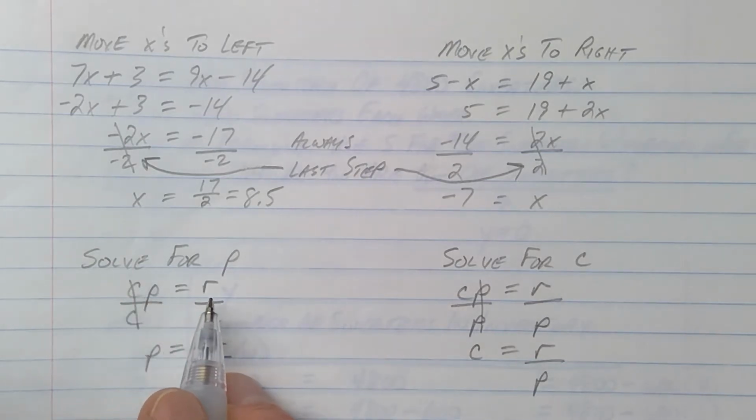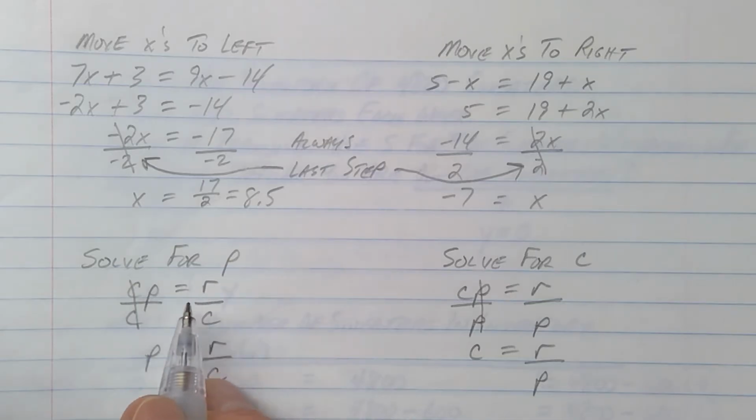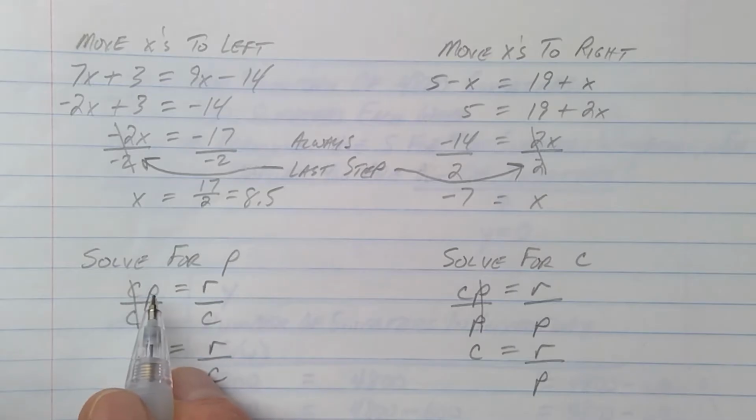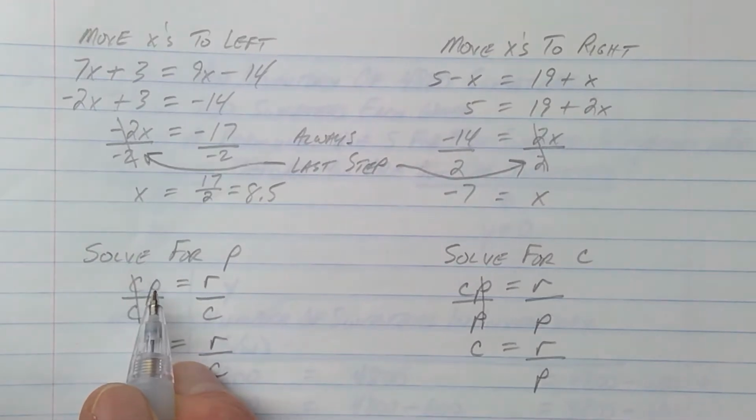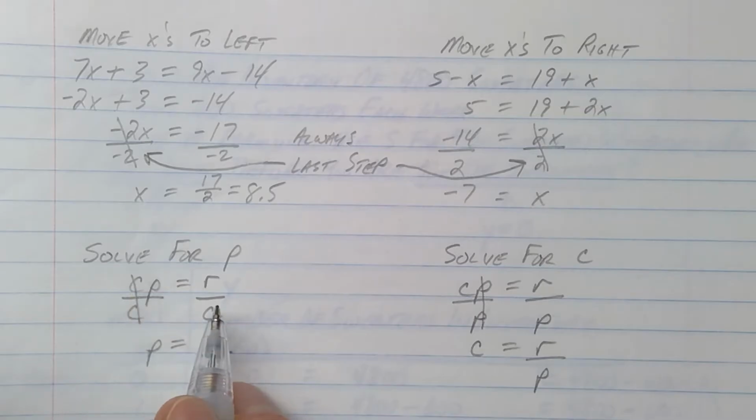We were given an equation that solved for r, and they asked us to instead solve for p. So instead of the r being alone, I want the p to be alone. If I'm given the equation r equals cp, to get the p alone, I just need to divide the c away from it. So divide by c, this c is gone, p comes down, and my new equation says p equals r divided by c.